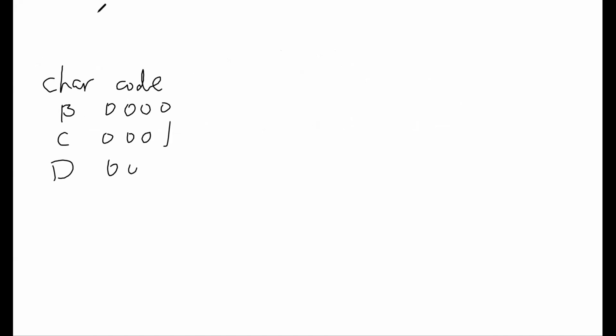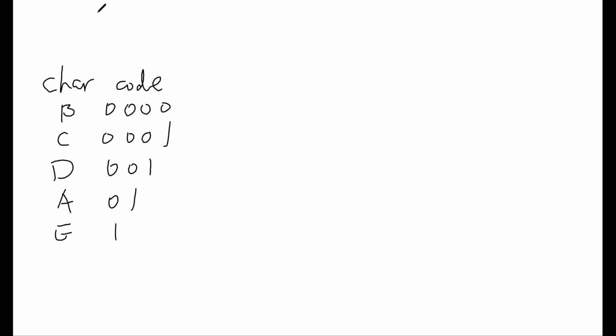Suppose we have the characters and codes. Suppose we have B and the code is 0, 0, 0, 0. Then we have C, 0, 0, 0, 1, and we have D, it's 0, 0, 1, and we have A, it's 0, 1. And E is 1, like this.